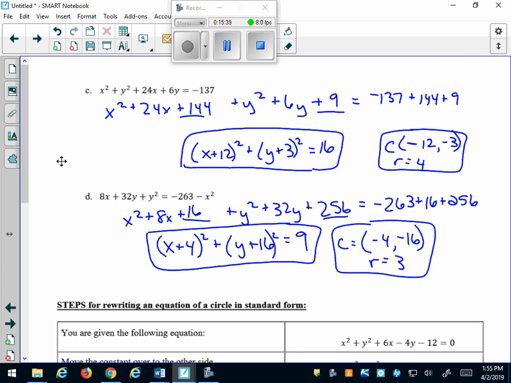All the steps are written out here. They're typed out. If you get stuck, that might help you to refer to that.